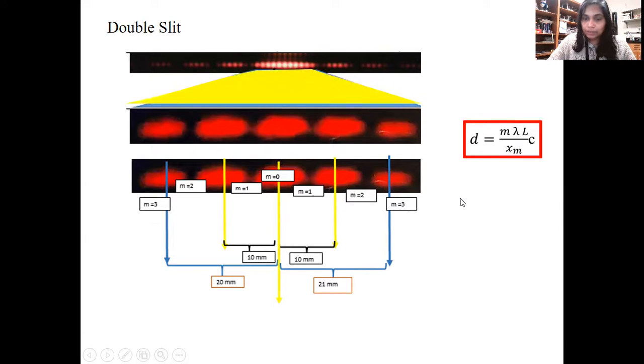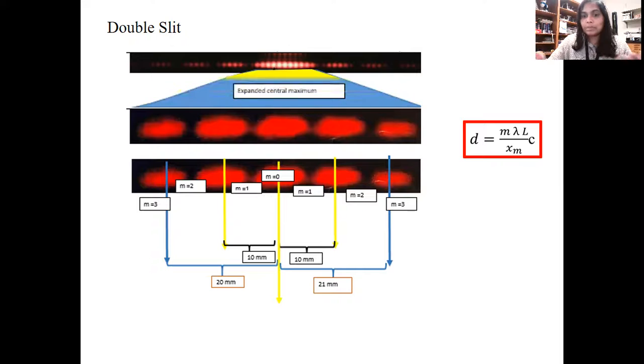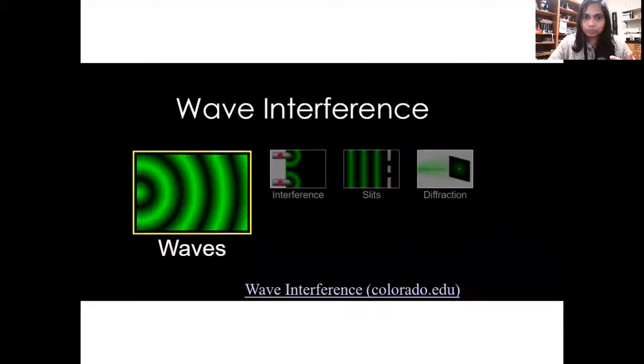Of course, in the simulator, you will be doing the same kind of measurements as well. So this is the simulator that we will be using. The link is given on the canvas and also in the lab manual. And we will be using both interference and the slit for our analysis.